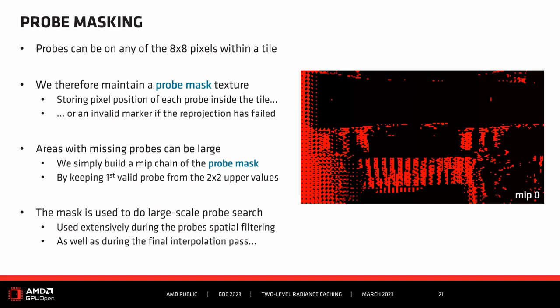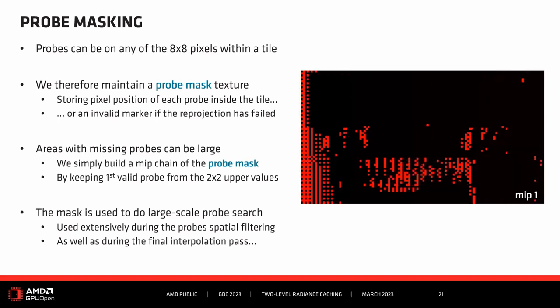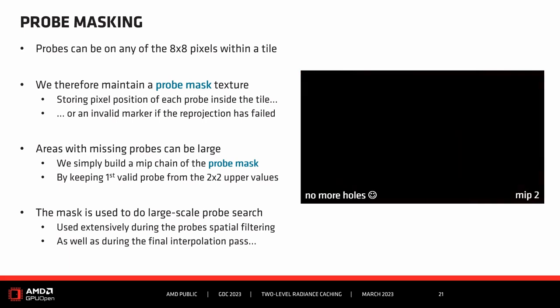And the MIP chain simply keeps the first valid probe from the 2x2 upper level. So when we go to MIP 1, you can see how the red area is shrinking, as well as the resolution. And by MIP 2, we have no more holes. We use the mask to perform large-scale search for probes, which is used extensively during the probe spatial filtering, as well as during the final interpolation pass.